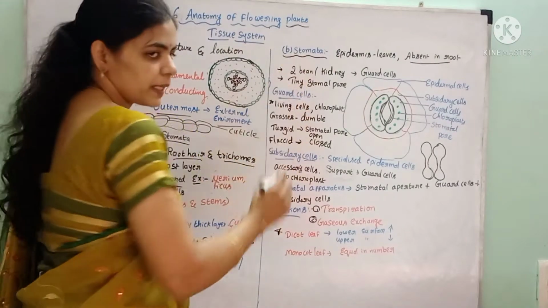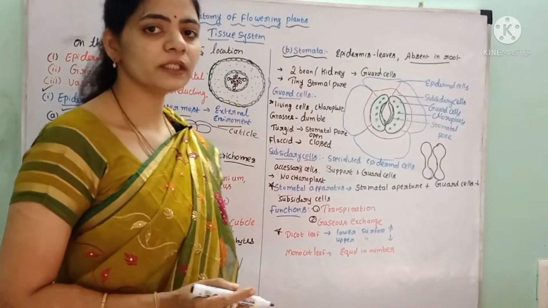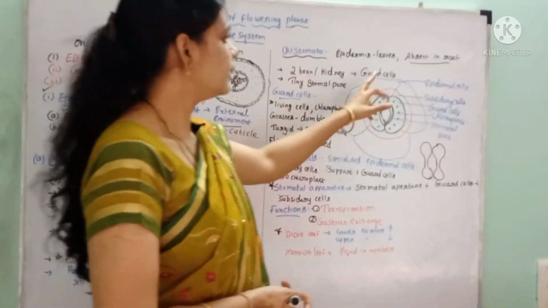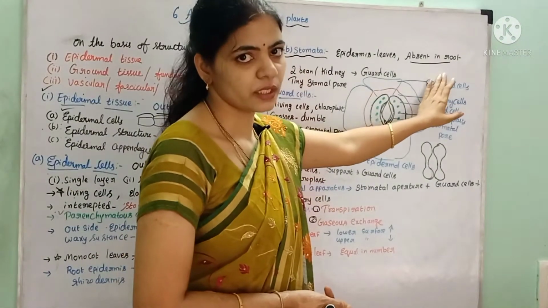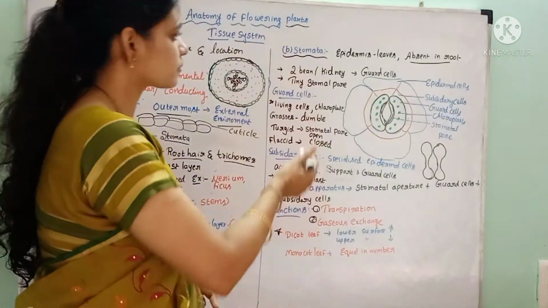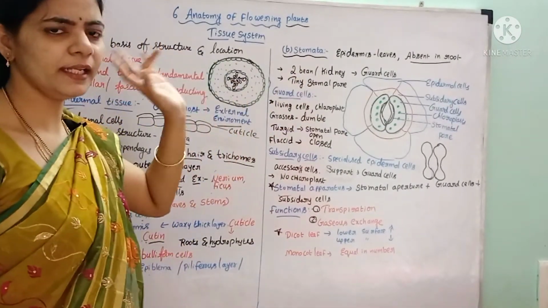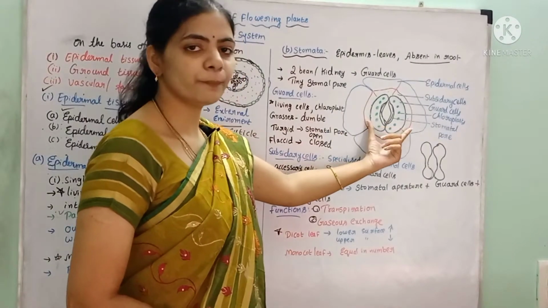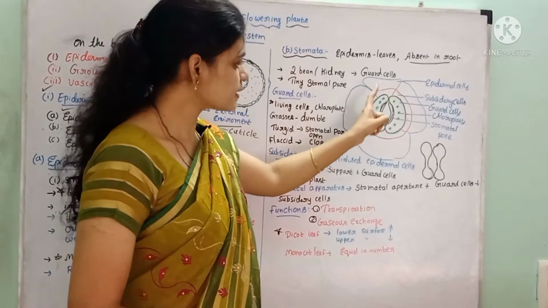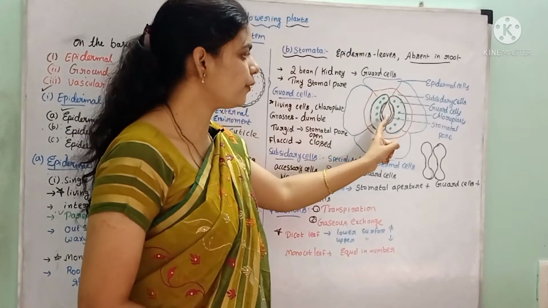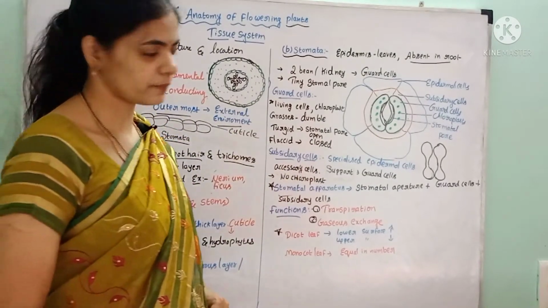And the next one is the stomata. These stomata are present in the epidermis of the leaves and stems, but they are absent in the roots. The stoma consists of mainly two parts. Two bean-shaped structures are present, which are called guard cells, and inside the guard cells there is a central pore, which is called the stomatal pore or stomatal aperture.